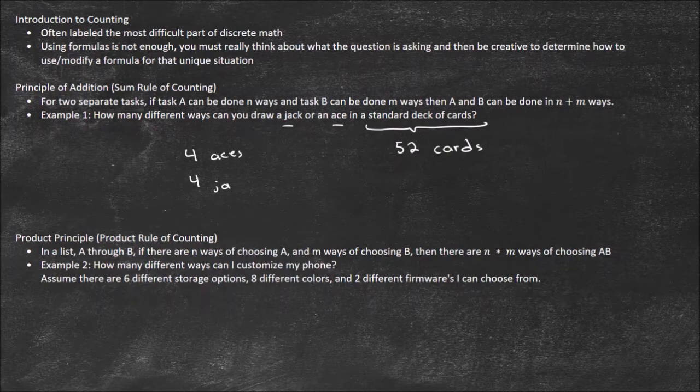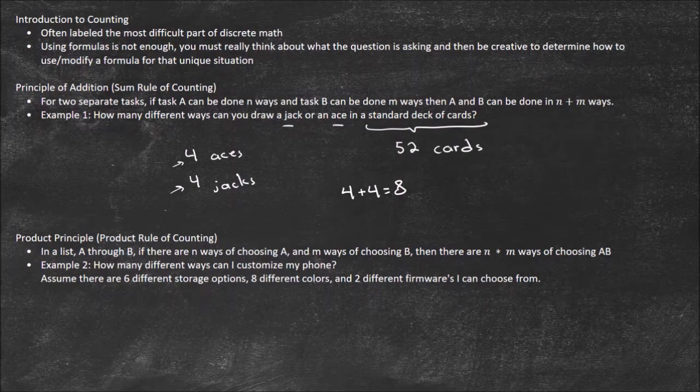And notice that none of them overlap. There's not a card that I could draw that would be an ace and a jack. That would change our calculation here, so we don't have to worry about that. So what the sum rule says is that if I want to know how many ways I can draw a jack or an ace, I'm just going to add up the ways I can draw the ace and add up the ways I can draw the jack. So it's going to be 4 plus 4 equals 8. And that should be pretty intuitive. There's 8 different ways I could draw a jack or an ace in a standard deck of cards. Because there's 52 cards, 8 of them are either a jack or an ace. So that's the sum rule of counting.